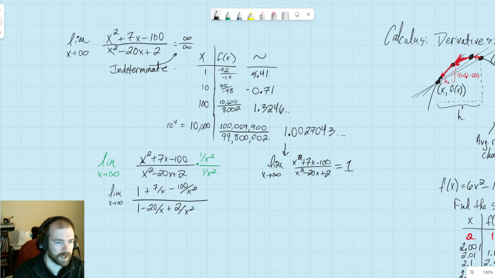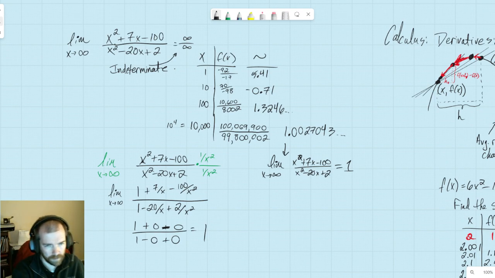So if we plug in infinity, i.e. find the limit as x goes to infinity of these fractional terms, we get zeros for all of them. So 1 plus 0 minus 0, all divided by 1 minus 0 plus 0 is just 1. Okay, so that's one example. We get a finite value.